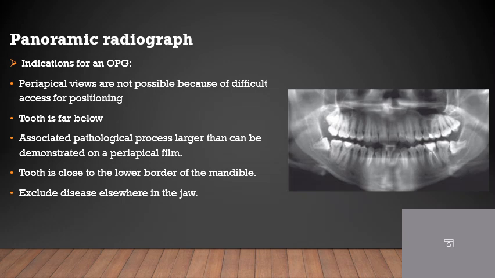So, the lateral oblique view is ideally done to appreciate the third molar. It is indicated when an intraoral periapical film may not be possible because of difficulty in access or positioning, or associated pathological processes larger than what can be demonstrated in the periapical film close to the mandible. And in case of any pathology associated, be it cyst or tumor, any of the associated factors which cannot be captured in a normal intraoral periapical radiograph, OPG is indicated in those conditions.